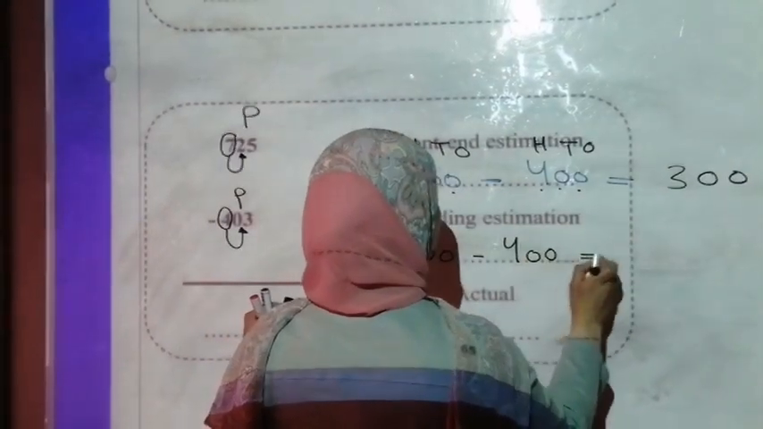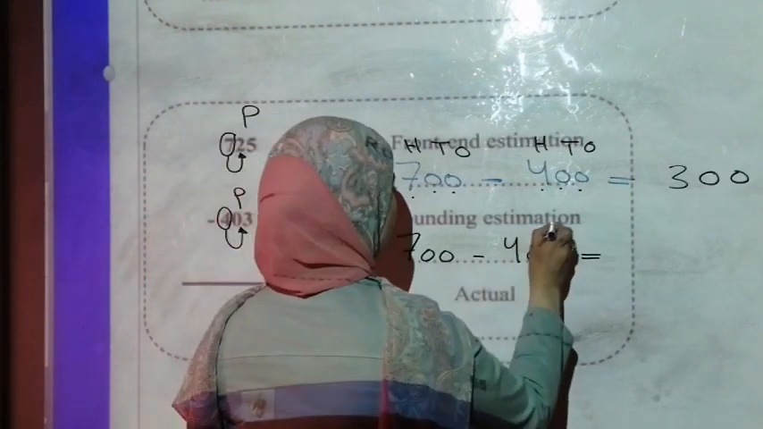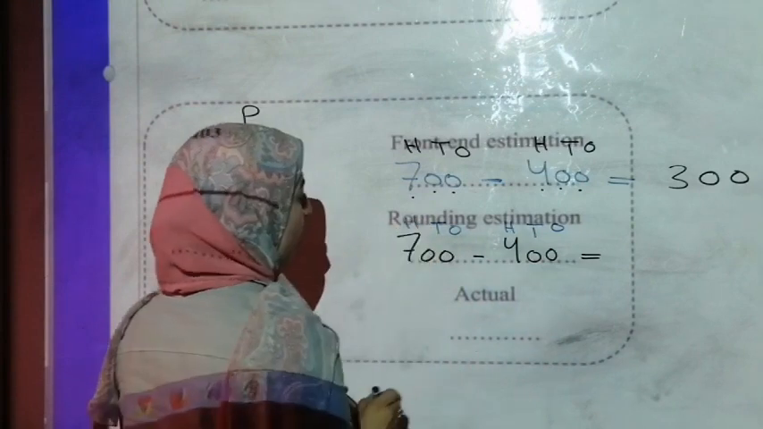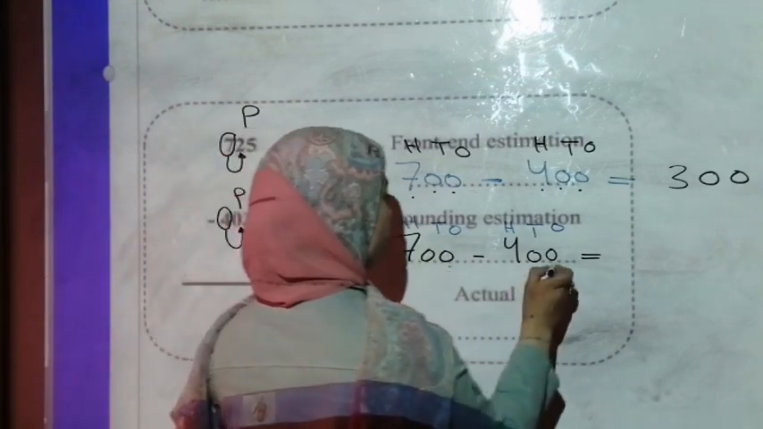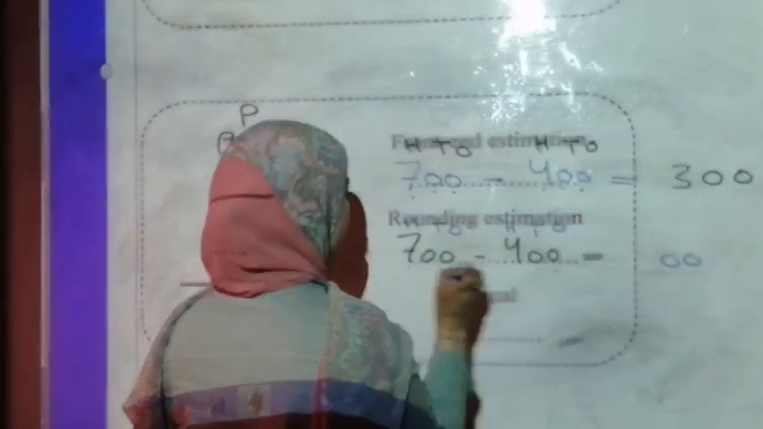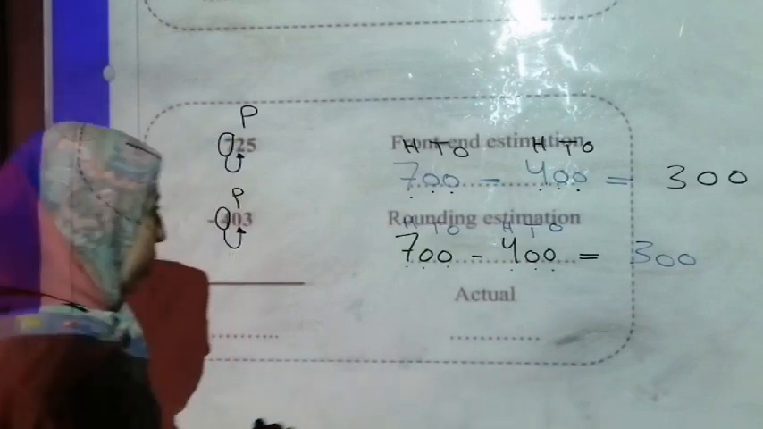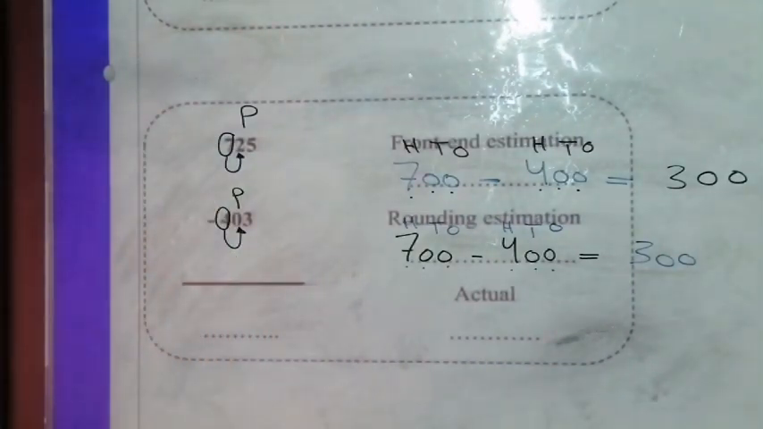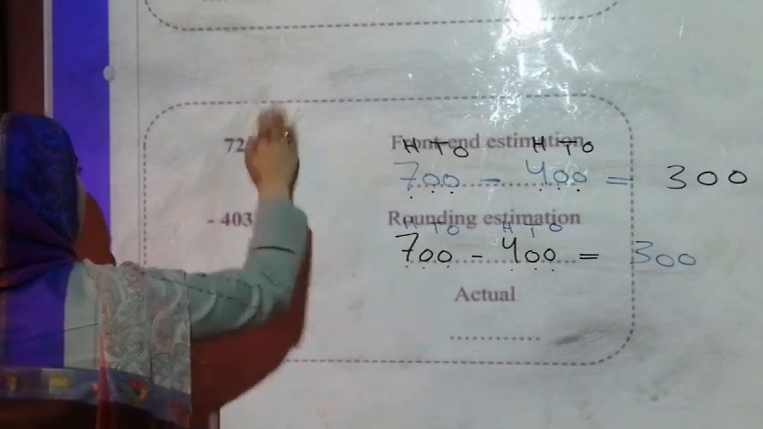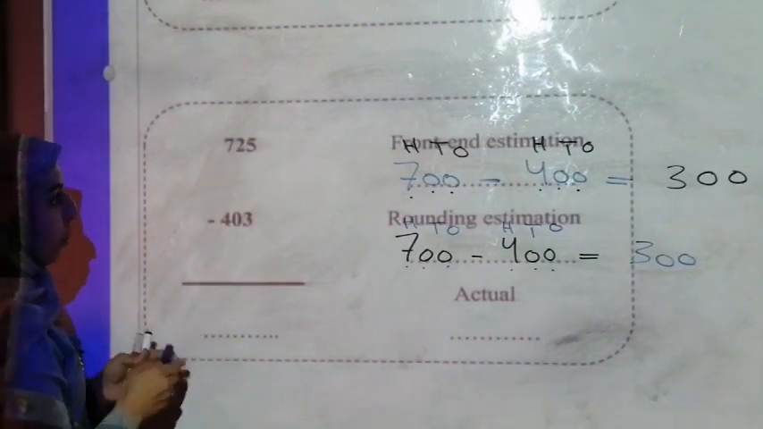And now I will do my subtraction operation. Ones, tens, hundreds. Start from ones. 0 minus 0 equals 0. 0 minus 0 equals 0. Then 7 minus 4 equals 300. And now I will do the subtraction operation to write the actual result.